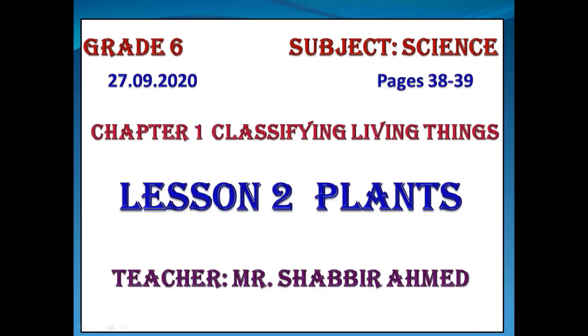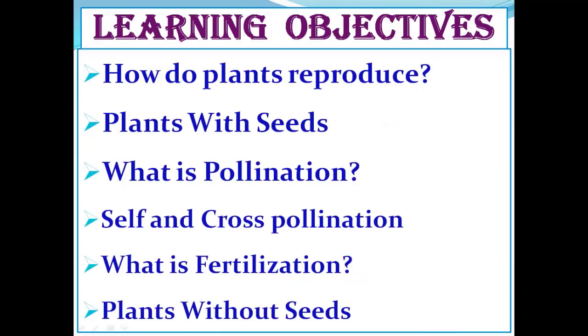So let's see what the learning objectives of today's lesson are. The first thing we are going to see is how plants reproduce. Plants with seeds. What is pollination? In pollination, we will talk about self-pollination and cross-pollination. Also, we will see what fertilization is, and plants without seeds. These are the things we are going to see in today's lesson.